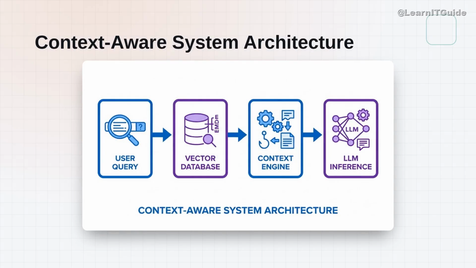Here is how it works internally. First, the user query hits our system. Instead of going straight to the LLM, it hits the context engine. The engine searches our vector database for relevant documents, then packages that data into a prompt, which is finally sent to the LLM for inference. This ensures the model has the exact information needed to answer accurately.